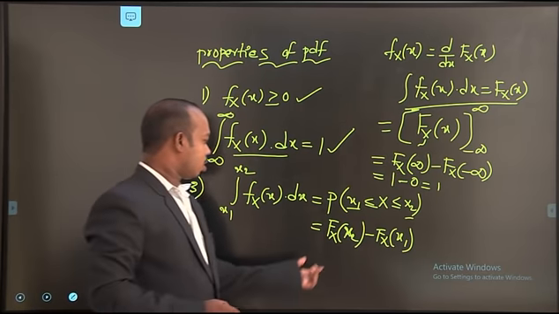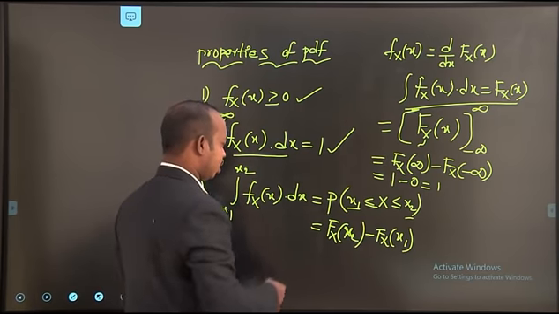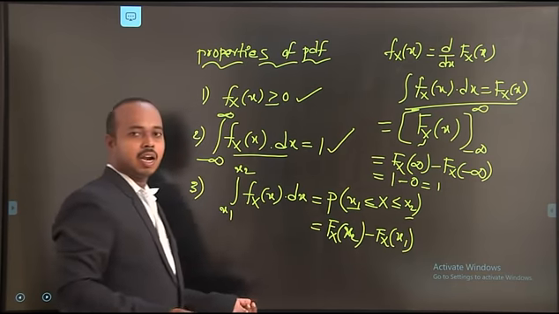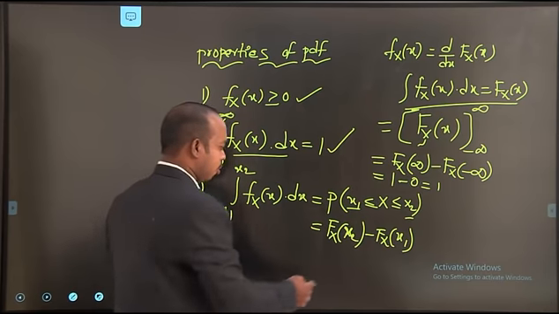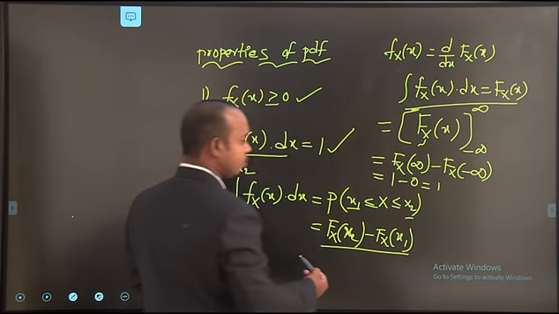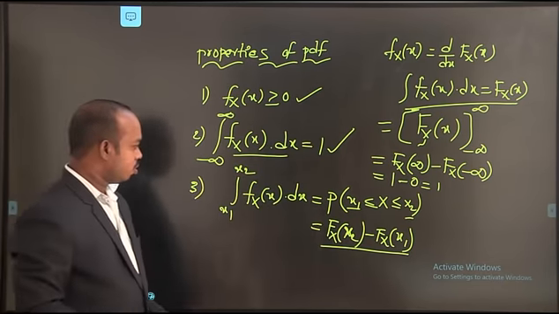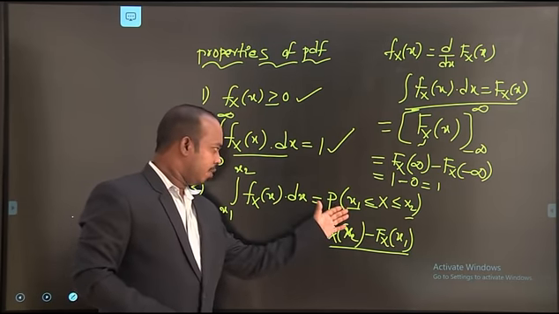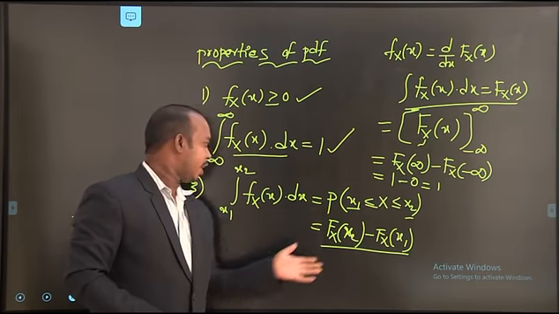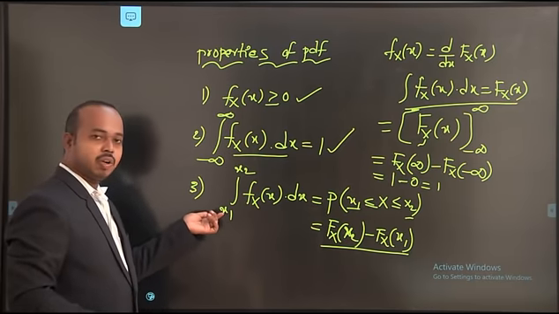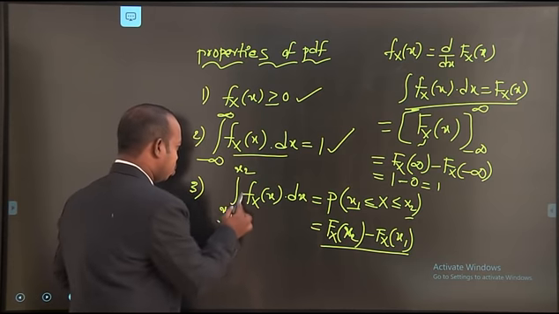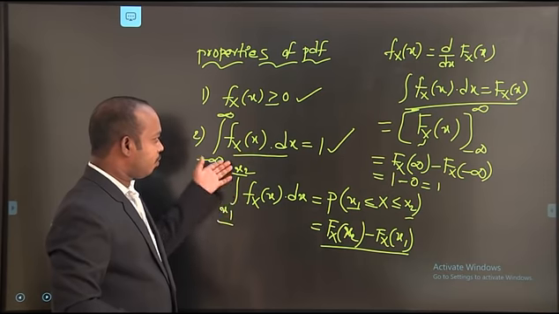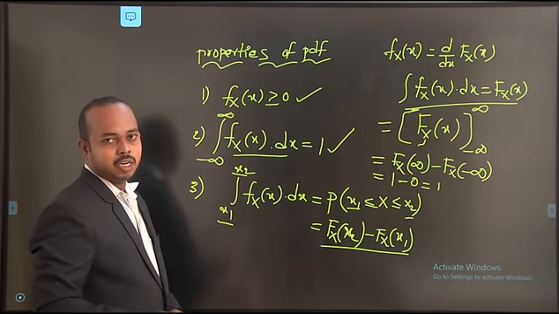Fx of x2 we are representing in terms of integration. This is the higher limit and lower limit. That's why the function we are defining in terms of the distribution function. When I have to take the limits x1 and x2, the representation for integration is x1 to x2 of fx of x into dx. These three are the very, very important properties in the probability density function.